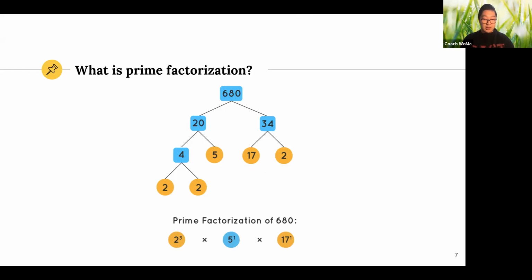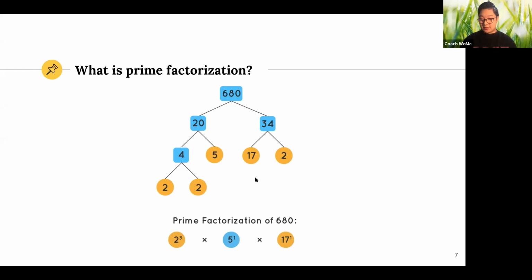And then once you get to all of the factors that are prime, you can see how many there are. So you can see at the bottom, one way of writing the prime factorization is with these exponents. So there are 3 2s, so 2 to the third, 1 5, so 5 to the first, and 1 17, which is 17 to the first. So if you multiply this all together in their exponent form, you'll get back to 680. So this would be the prime factorization of 680.